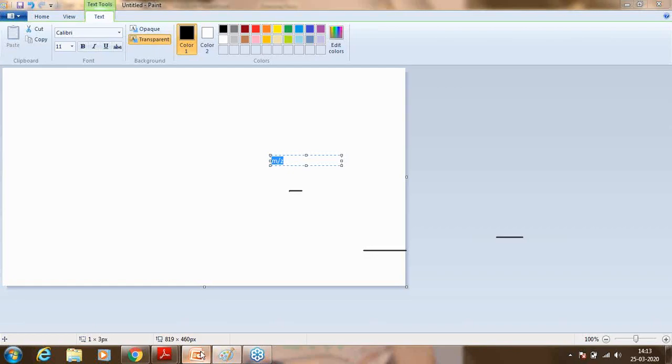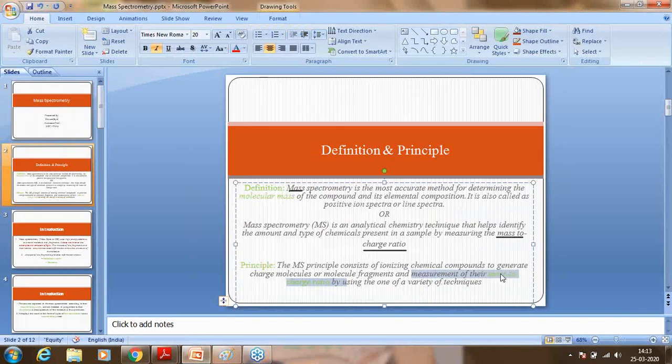Moving ahead, we measure the mass to charge ratio using one of a variety of techniques. There are different analyzing techniques by which we analyze the mass to charge ratio. Just keep in mind that in mass spectrometry, two things we analyze. Number one, mass to charge ratio, and second, its relative abundance. Relative abundance means how much quantity of that mass is present in the sample.